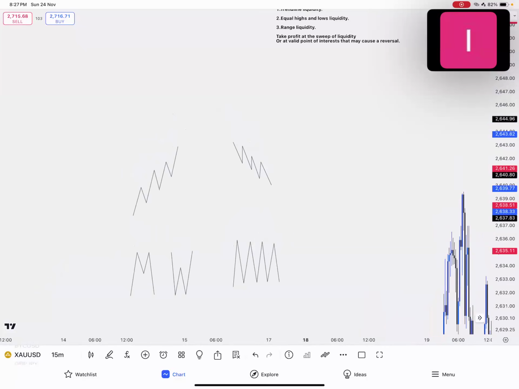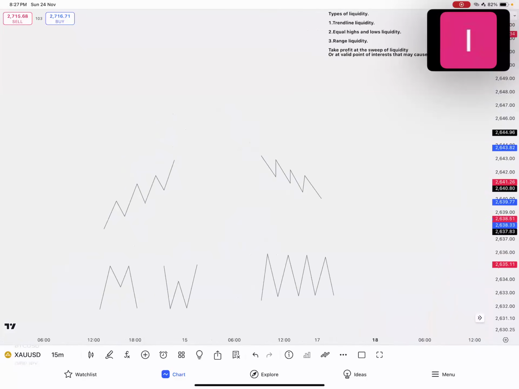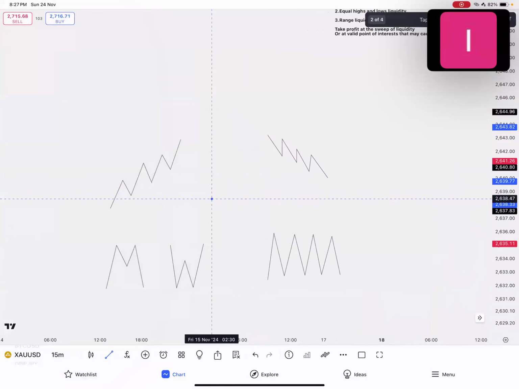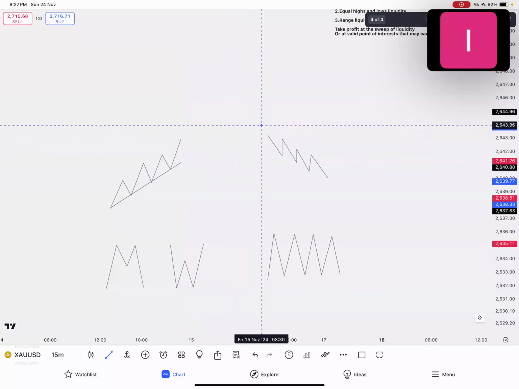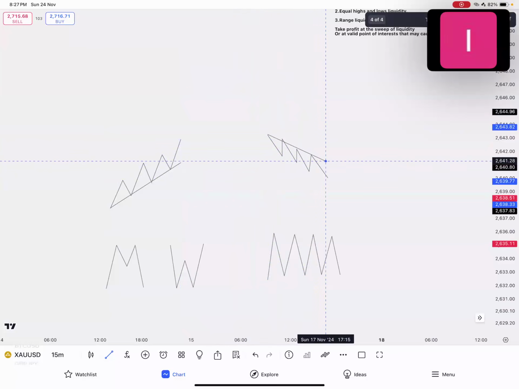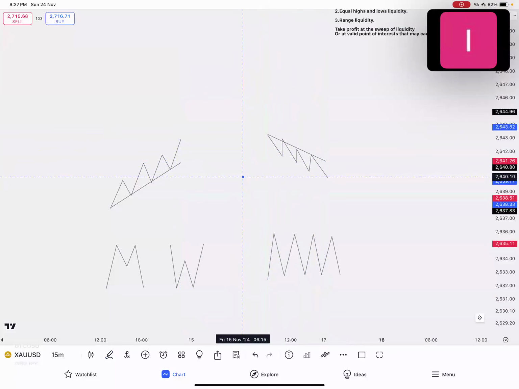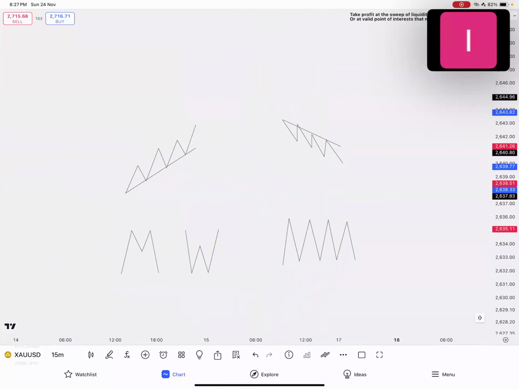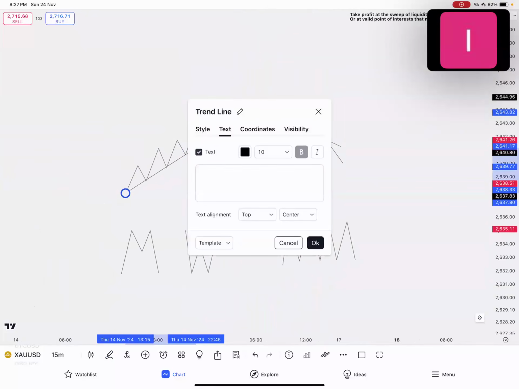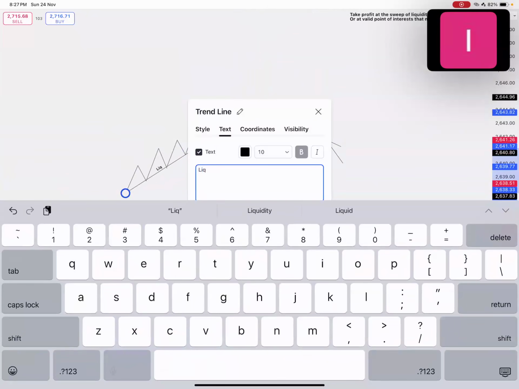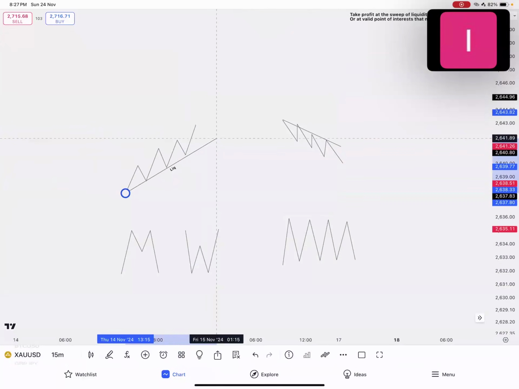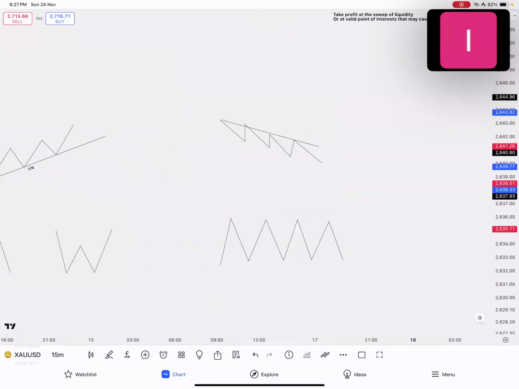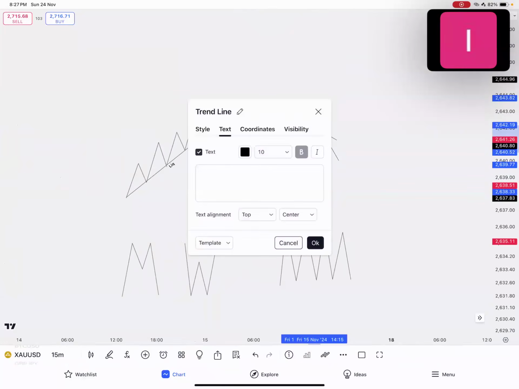There's liquidity being accumulated on the opposite side. So for example, if market is trending up, there's liquidity being accumulated on the downside, which is here. That's why I call it trend line liquidity. If market is trending down, there's liquidity being accumulated here. That is trend line liquidity. So if market is making higher highs and higher lows, there's liquidity being accumulated on the downside here. Same as if market is making a downtrend, lower highs and lower lows, there's liquidity being accumulated on the upside here.